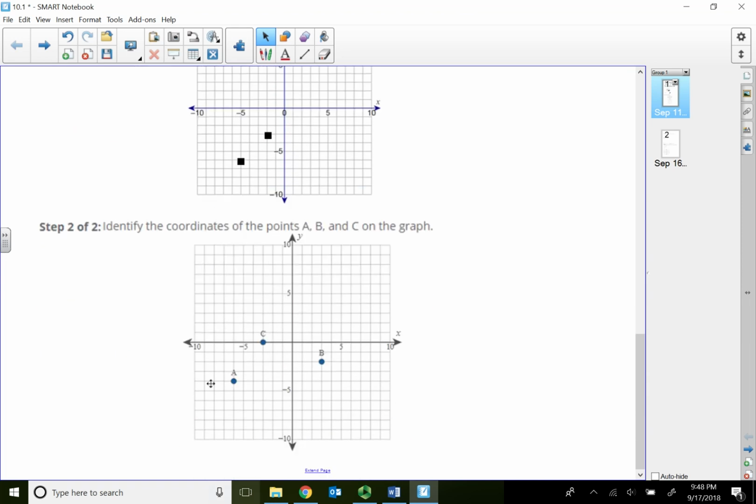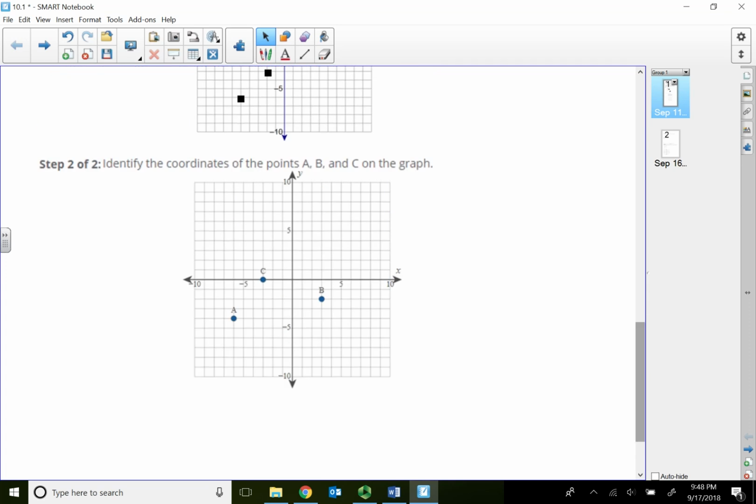All right. Now this example wants me to identify the coordinates. Very important problem. I'm going to show you point A. How do I get to point A? Starting from the origin, let's see how we end up at point A.